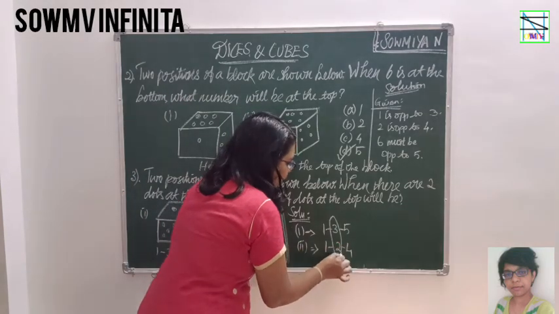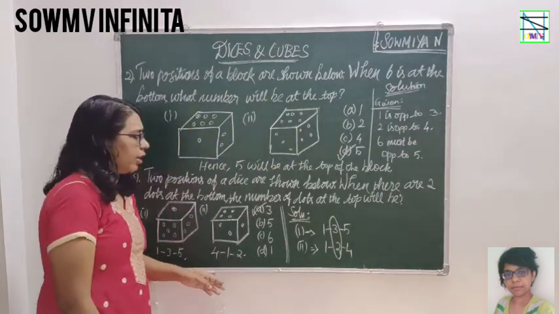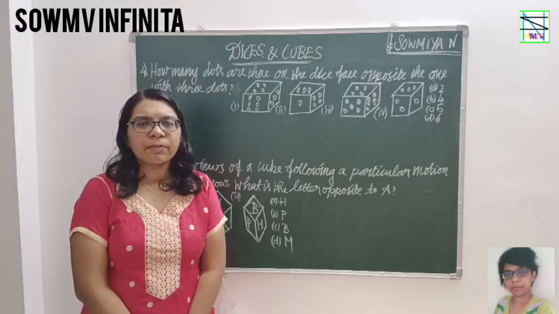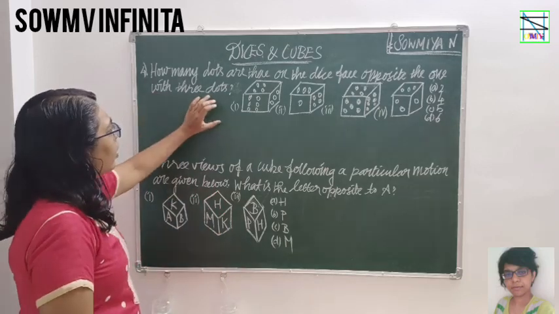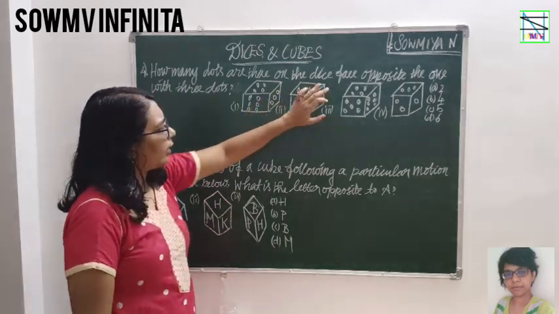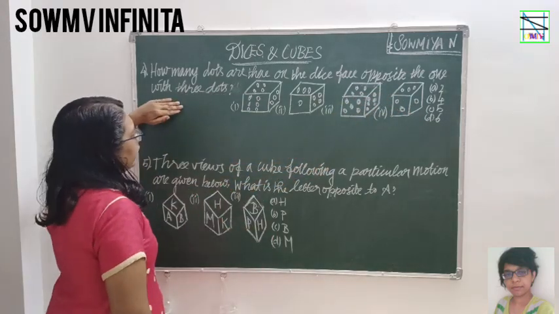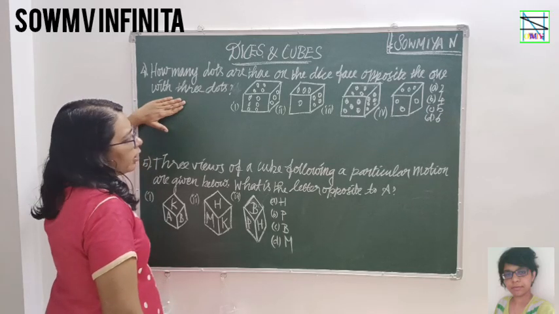So 2 is opposite to 3. Answer is A. The next problem, the fourth problem, is: how many dots are there on the face opposite the one with 3 dots? Which means the opposite of 3.